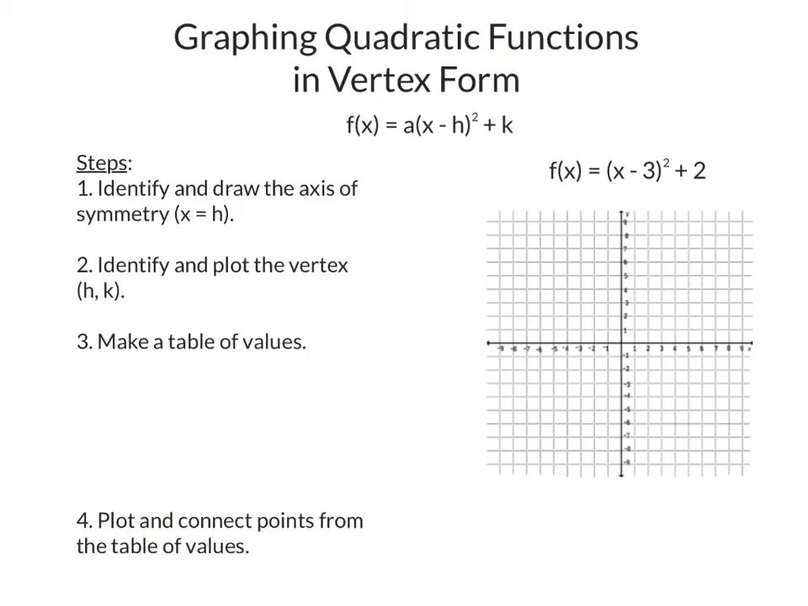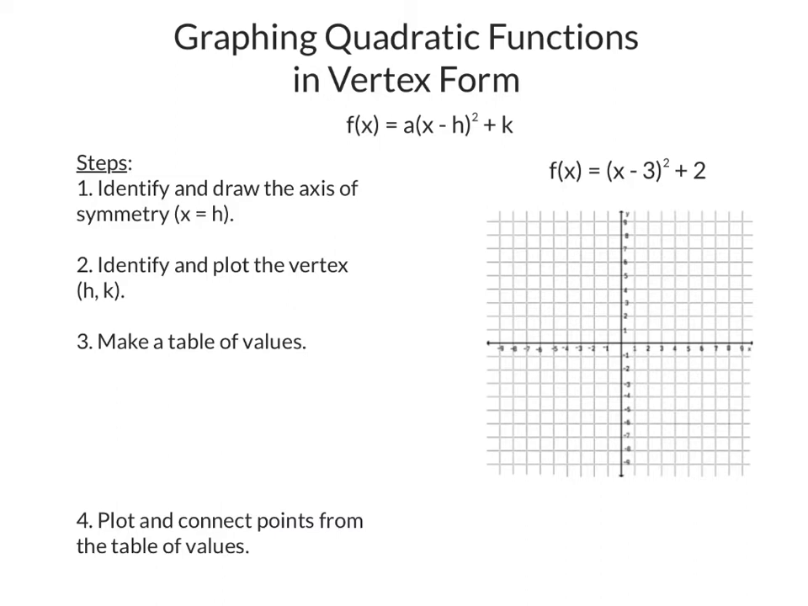Today we're going to learn how to graph a quadratic function in vertex form. The vertex form of a quadratic function is f(x) = a(x - h)² + k. To graph this function we're going to use 4 steps.